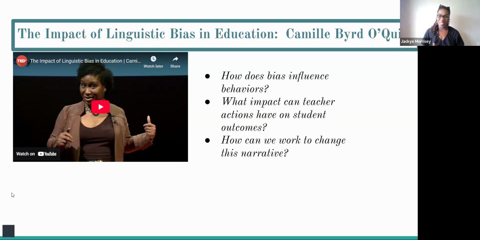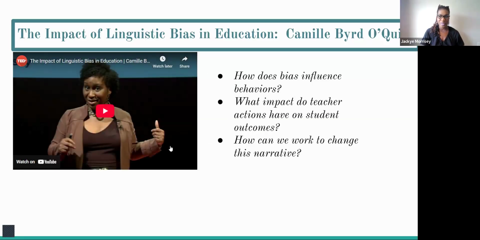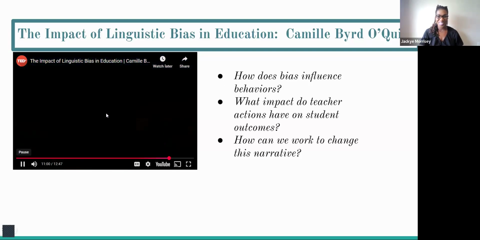And is that correct or is that incorrect? Based upon the standard of speech or the language patterns that are true or native to their native tongue. So that is something that I want to push the dial on right here. And I also want to go into this next clip where we hear from O'Quinn and she talks about how we can address this. So let's take a look at this next clip from O'Quinn, The Impact of Linguistic Bias in Education, Part 2. This is the clip.